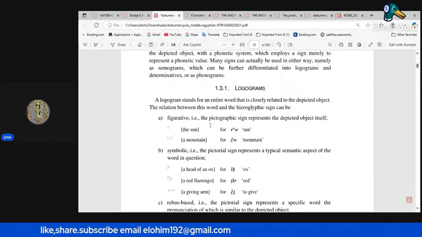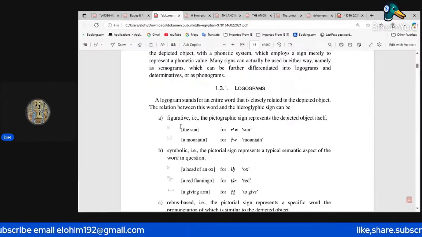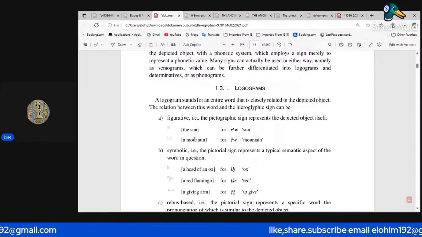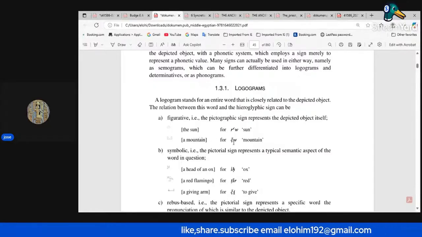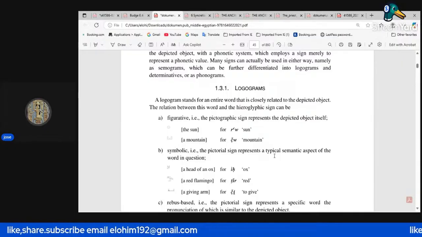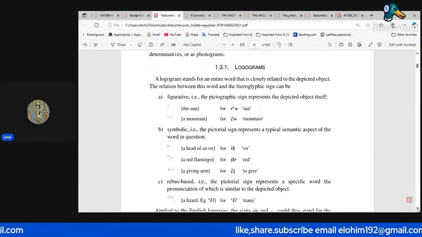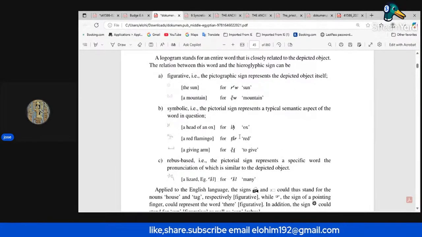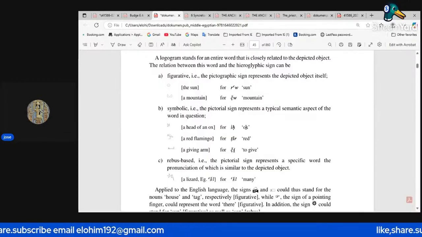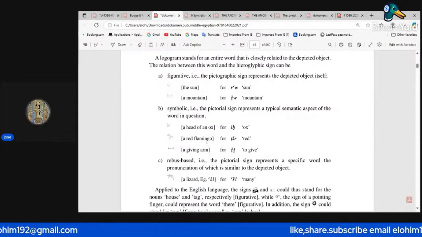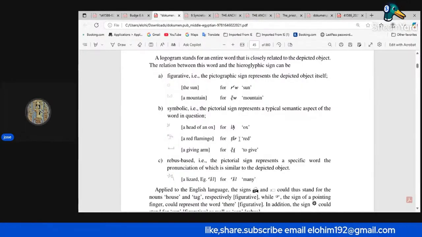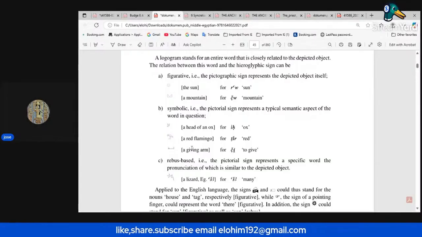So this is Ra, the sun, and this looks like a sun. This is Chu, or a mountain. Symbolic, i.e., the pictorial sign represents a typical semantic aspect of the word in question. Head of an ox. See, there's an ox head here for ox. A red flamingo for gesture, red. Giving on.